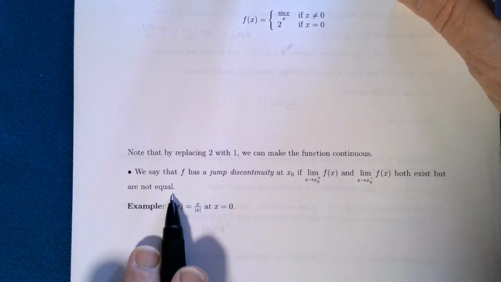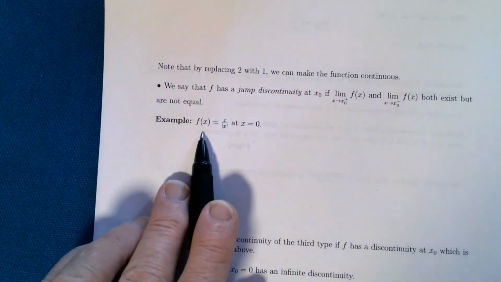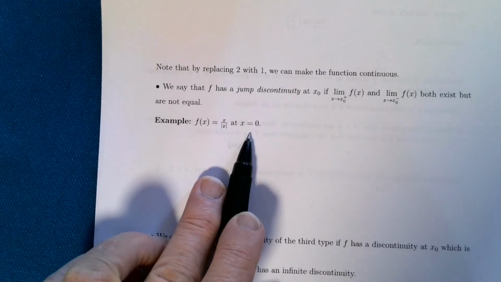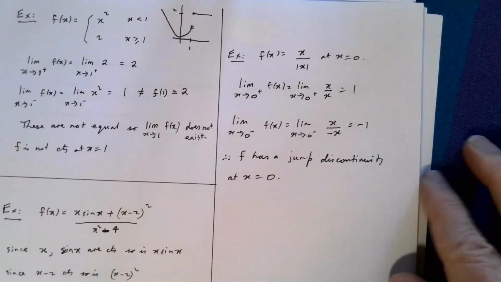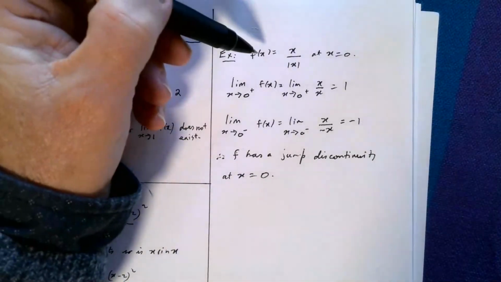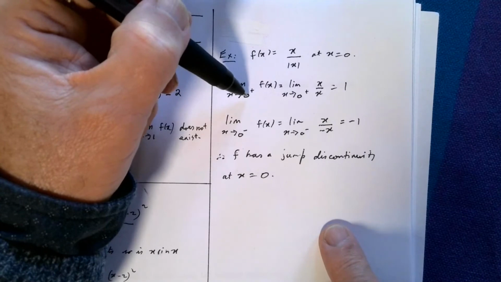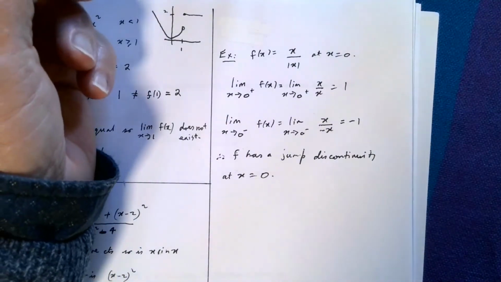And the example of that, we've seen this one earlier, is f of x equals x over the absolute value of x at x is 0. And we saw that had a jump discontinuity. Again, here's the analysis of this. So we've looked at this example before, but if we take the limit as x goes to 0 from the positive side of f of x, then we just get x over x, the limit is 1.